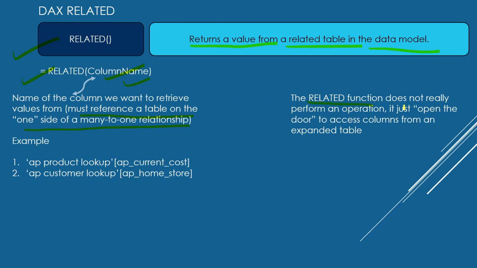The related function does not really perform any operation. It just opens the door to access a column from an expanded table. So this related function will not do any kind of calculation. What it will do is give you a path, by opening a door to the other table, to fetch the value from a particular column.